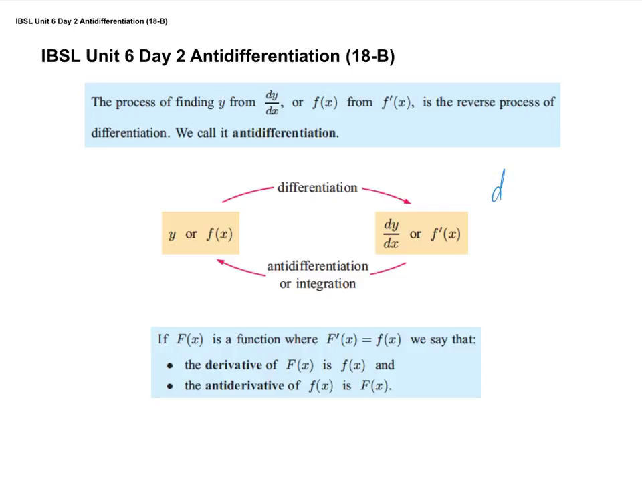For example, let's start with a really basic one. If I told you dy dx was 3, think backwards. What would have a derivative of 3? 3x. Can you think of anything else that would have a derivative of 3? 3x plus 1. Yes, 3x plus anything. And that's what we're going to be looking at here.